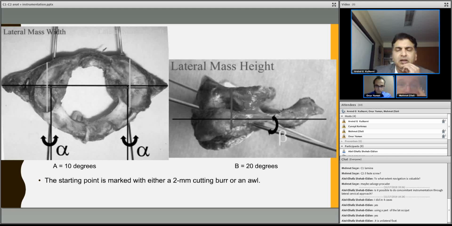You should be very careful because anatomical structures such as the hypoglossal nerve as well as the internal carotid artery are just anterior to this. Though you need to be bicortical to get the best purchase, you should always be aware that you should not go beyond the anterior cortex too much, otherwise you will injure these structures.